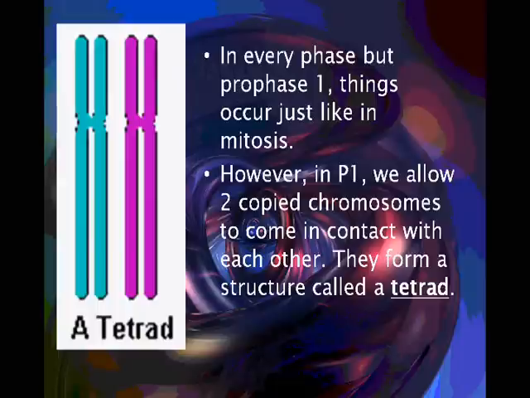The difference is that in prophase 1 of meiosis, the copied chromosomes come into contact with each other, and they form a structure called a tetrad. These are homologous chromosomes. That means that they code for similar genetic information.